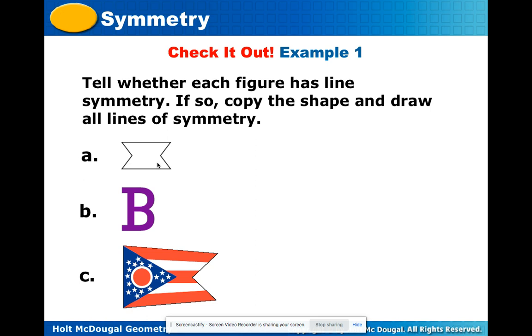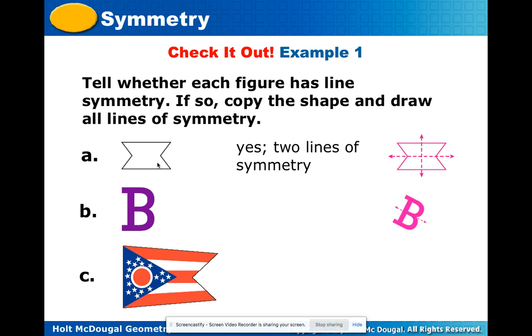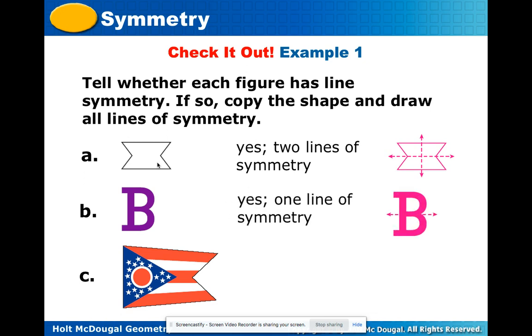A, yes, we do have 2 lines of symmetry for that one. It would look like that. B, it does, in fact, have line symmetry, and we could cut it once right across there. C is line of symmetry, and again, we could cut it once with a line of symmetry.